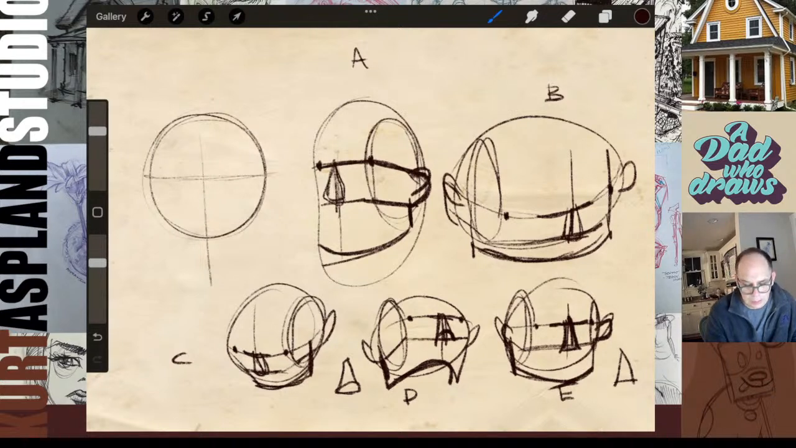Yeah, that nose on D, in one sense, you could think of the nose almost as like a half a cone. I mean, if you want to get very simple, it's really almost what it is. It's a half of a cone.